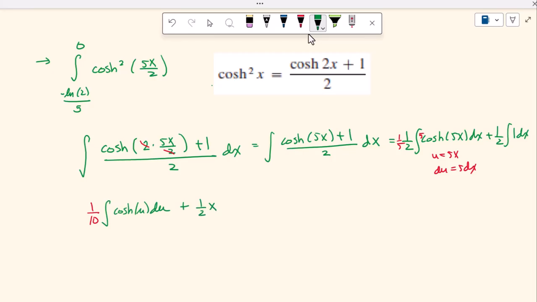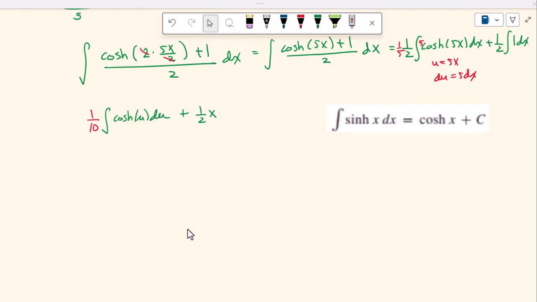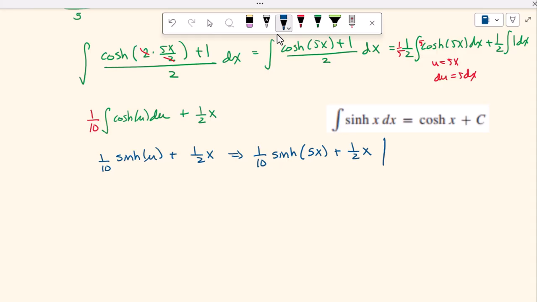So now we need the formula for the integral of cosh of u. Okay, so the integral of cosh of u is sinh of u. So this is going to be 1/10 sinh of u, and then this is still my 1/2 x, so I'm kind of dragging that along. Now, sinh of u, I have to go back. U was 5x, and there's my integral. Now, if this was an indefinite integral, I would be done, and I would just go ahead and put plus c on this. But I need to evaluate this, and I will evaluate this from minus ln of 2 over 5, because that was given, up to 0.